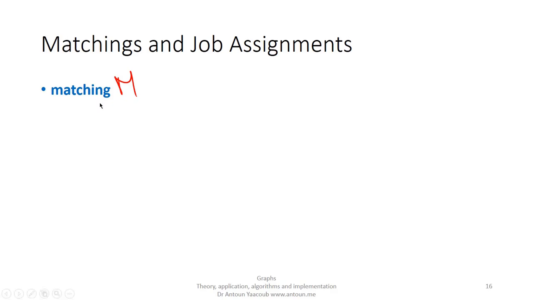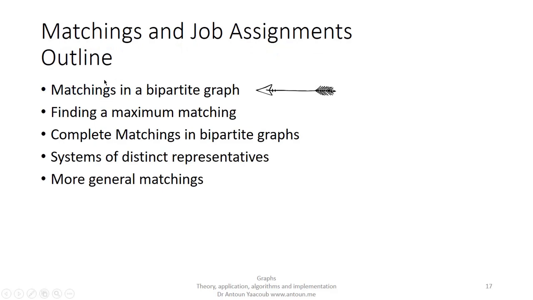So this is what we will cover in this part. It has an outline. In this section we'll discuss matching in bipartite graphs with particular attention to the job assignment problem. We then discuss matching in more general graphs and how to find matchings of maximum size in a bipartite graph.